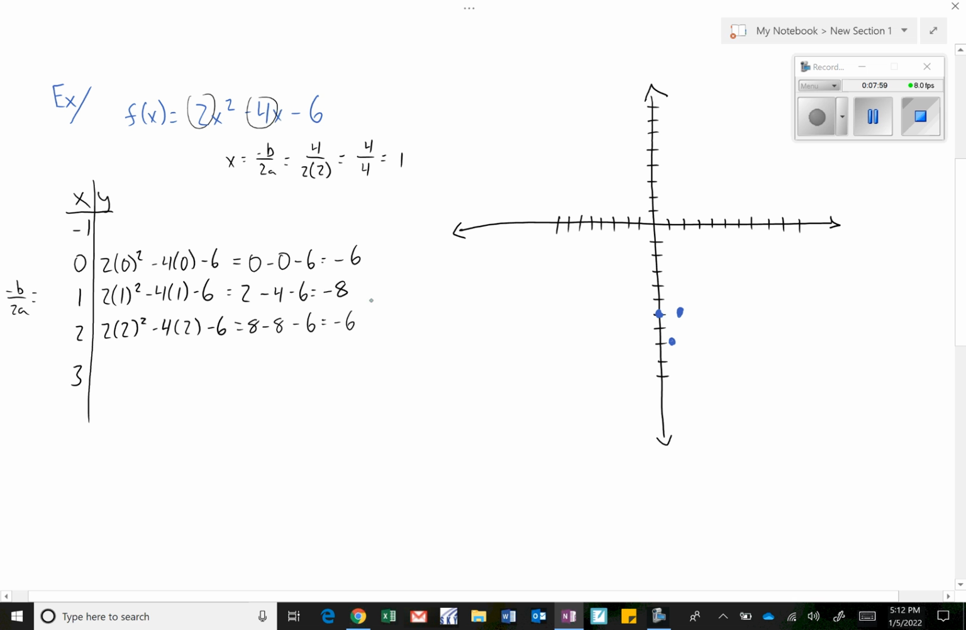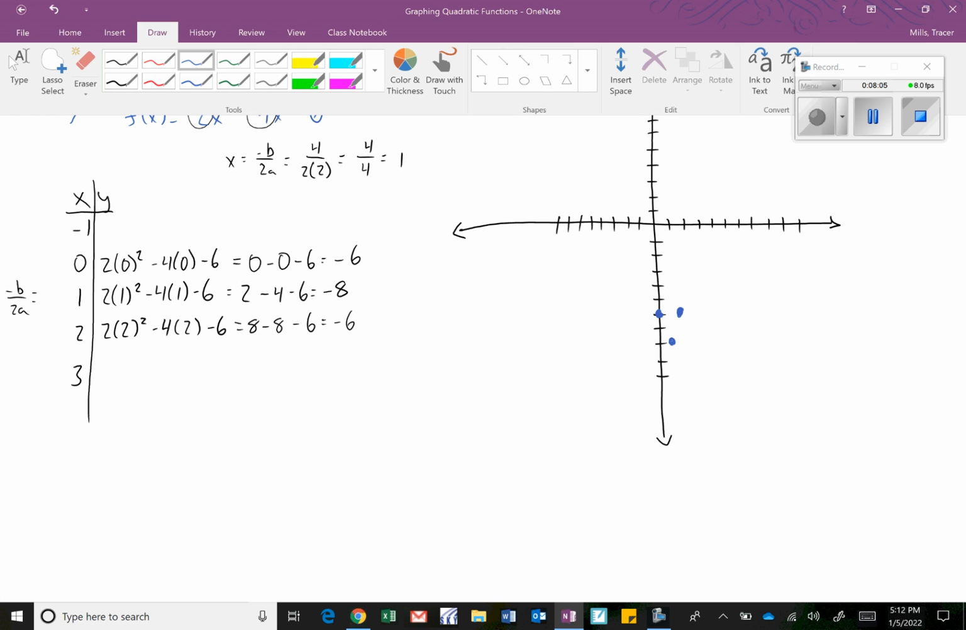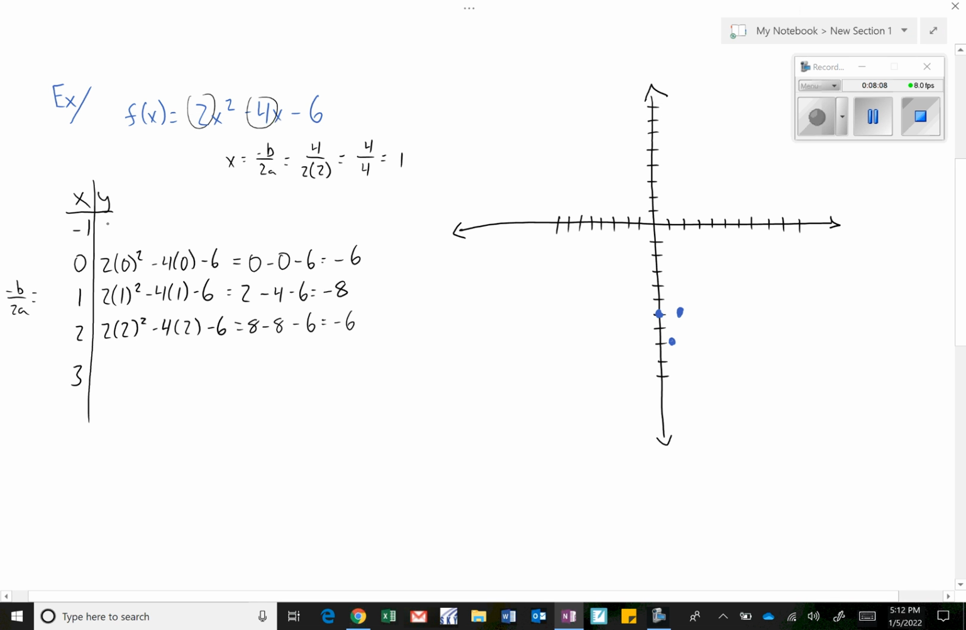Okay. So hopefully we see that pattern that these two values are the same. Okay, we'll do our last one. So it would be 2 times -1 squared minus 4 times -1 minus 6. When I reduce, -1 squared is +1. Be careful with those negatives. And then +1 times 2 is +2. And then -4 times -1 right here is +4. And then minus 6. 2 plus 4 is 6. Minus 6 is 0. So that worked out really well for us.